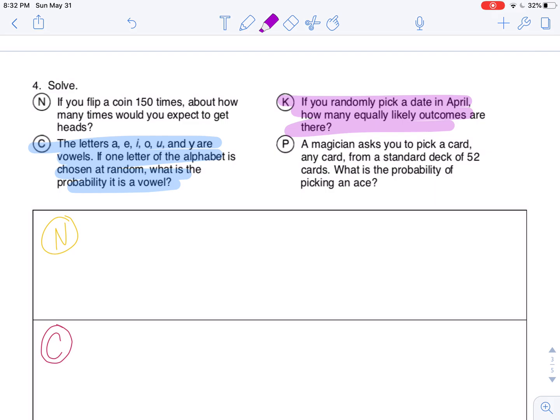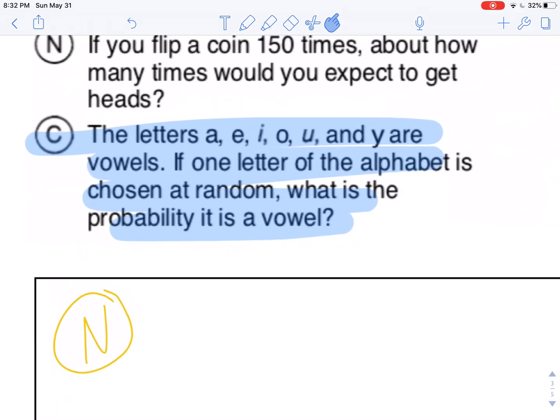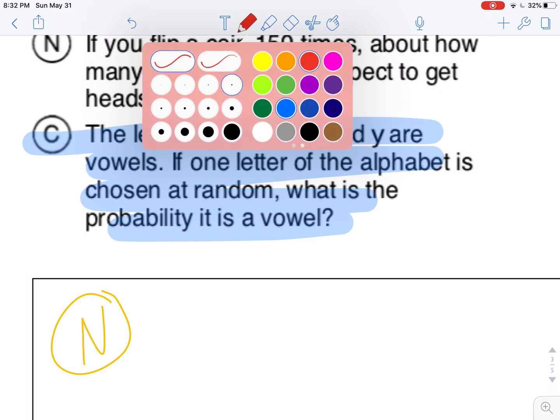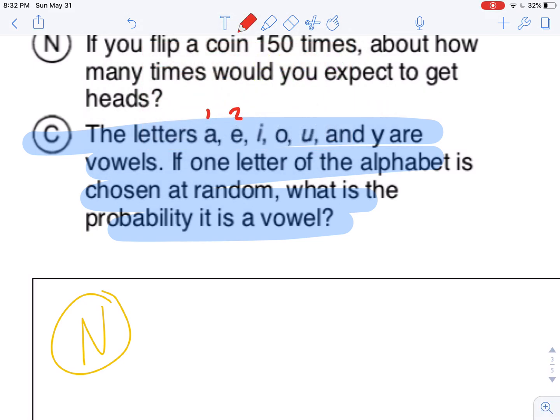All right. So problem C says these letters A, E, I, O, U, and Y. So be careful. 1, 2, 3, 4, 5, and 6 are vowels. So you've heard sometimes Y. Well, this is one of those times in this problem. They are calling Y a vowel. If one letter of the alphabet is chosen at random, what is the probability it is a vowel?